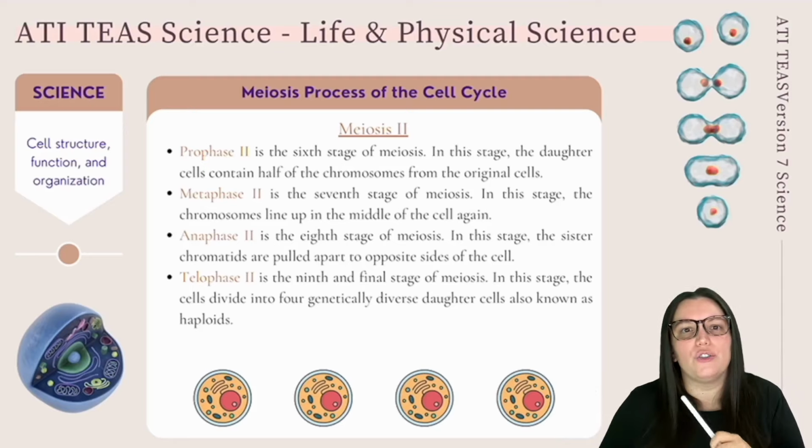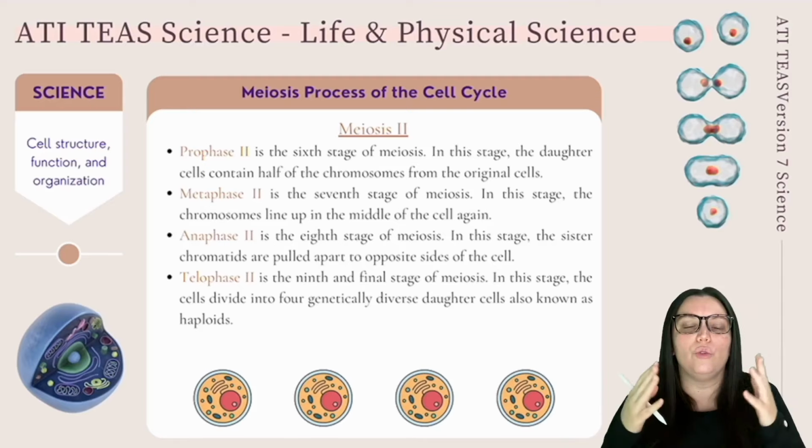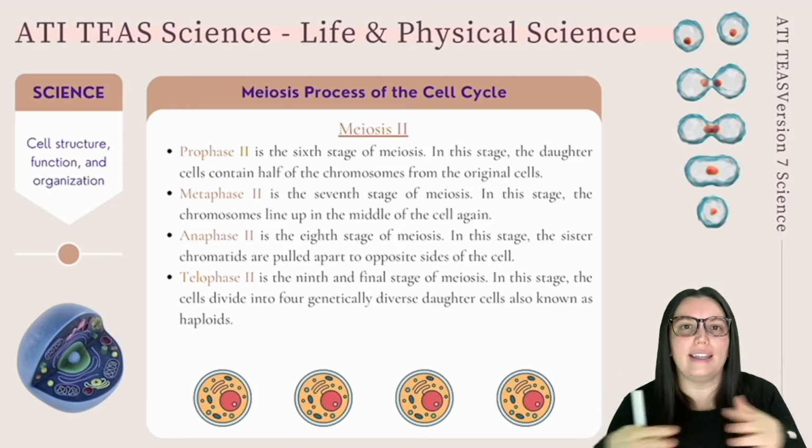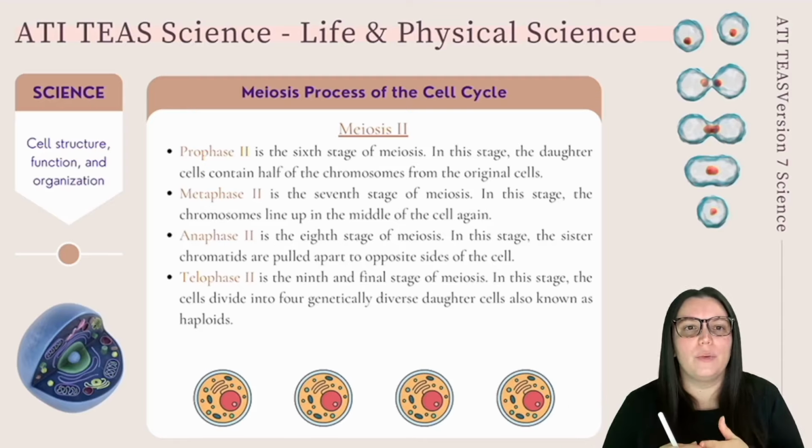Once this occurs, those two cells that were processed then again begin to divide. They begin their cell division. So with meiosis two, prophase two, this is that sixth stage, the daughter cells again contain half of the chromosomes of the original cells, right?